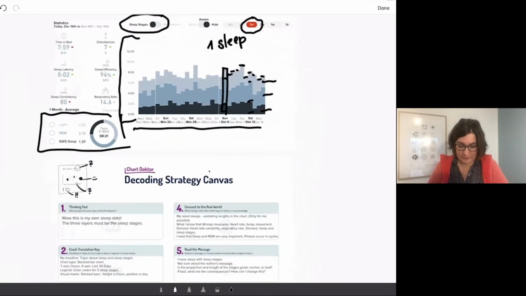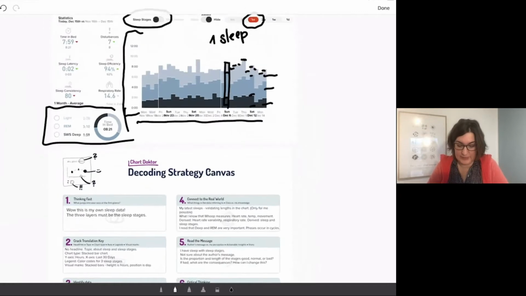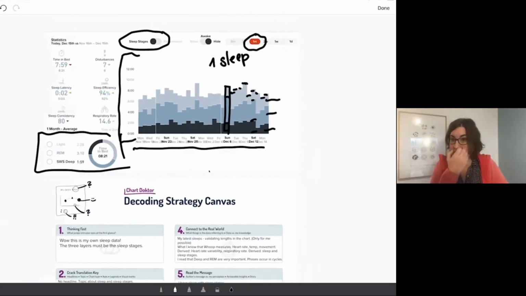Okay, step 4, connect to the real world. I immediately start validating the chart with my own memory of my last sleeps, and I see, okay, it matches with my memory, so check, should be valid data.